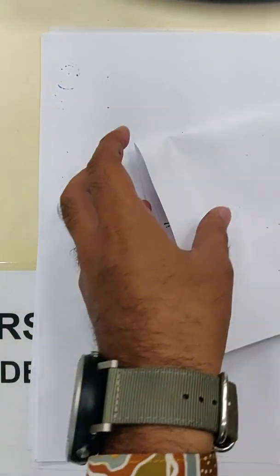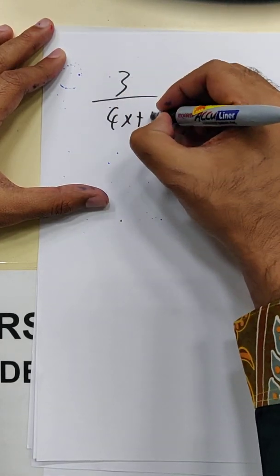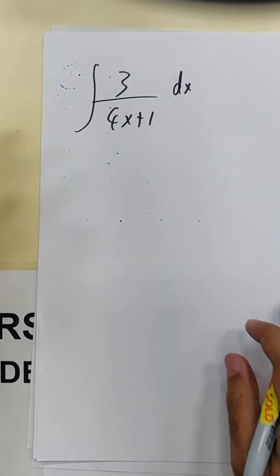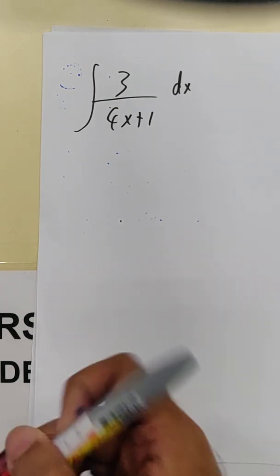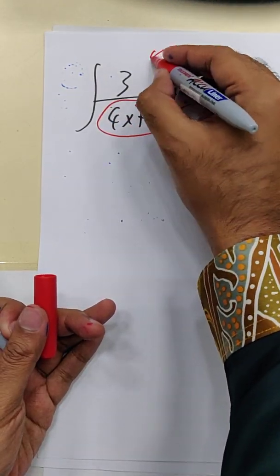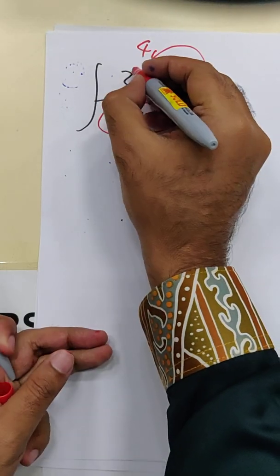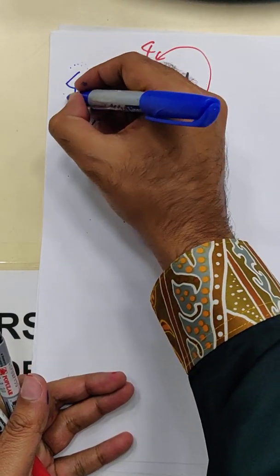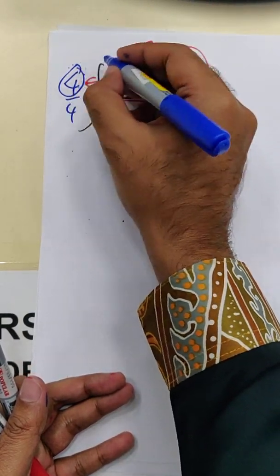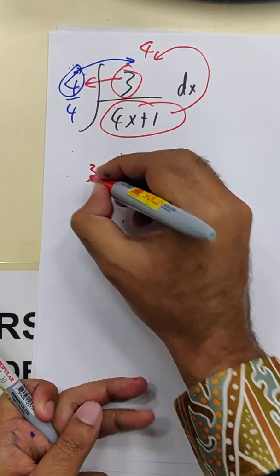Maybe I should take a new piece. What about this? If I differentiate here, I get 4. But there's 3 there, so what should we do? I can take the 3 outside. I don't need the 3. And I times with 4 over 4, because I need the 4. One of the 4, I put it in. So I get myself 3 over 4.